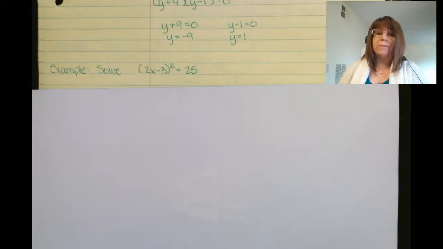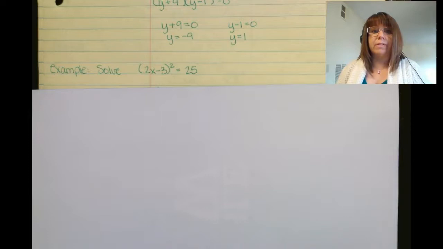Okay, let's try another one. The quantity 2x minus 3 squared equals 25.